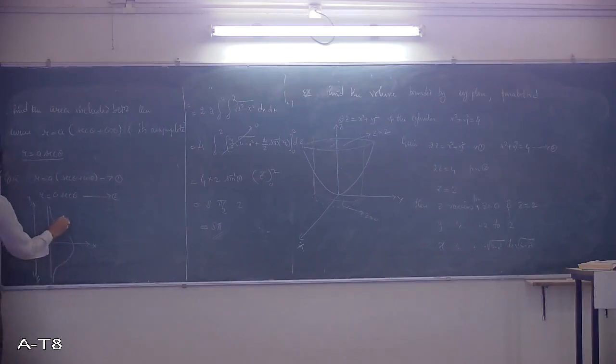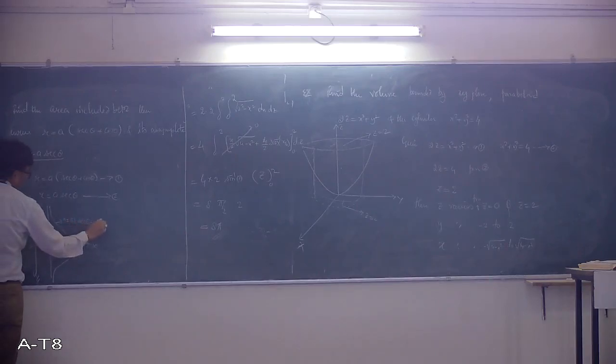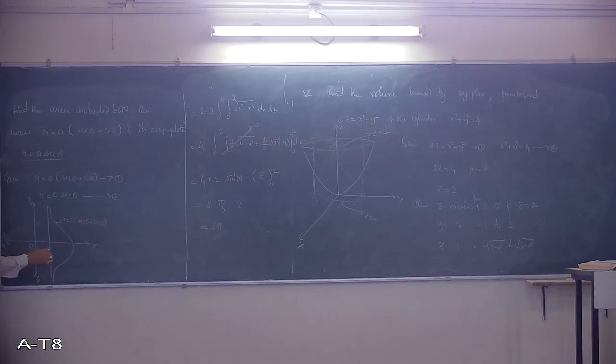Exactly. This is called r equal to a (sec theta + cos theta). And this asymptote means what? An asymptote is a straight line. It always moves along with the curve, but it never touches the curve. That is, if it is extended up to infinity, this line and this curve never meet, either on that side or this side.